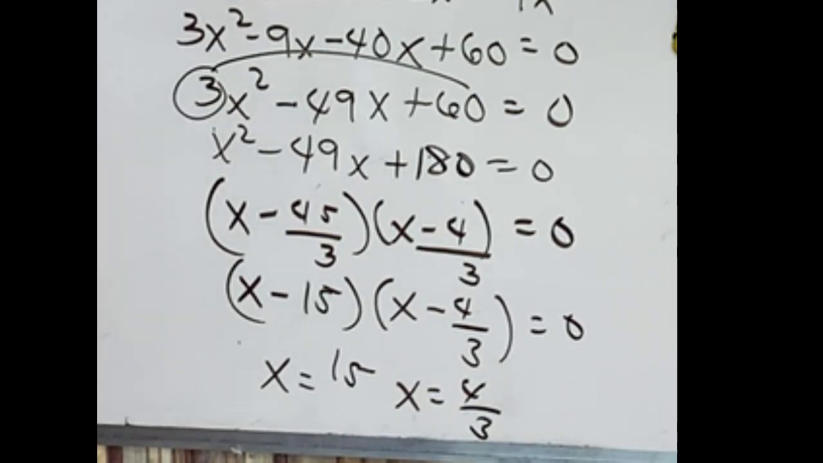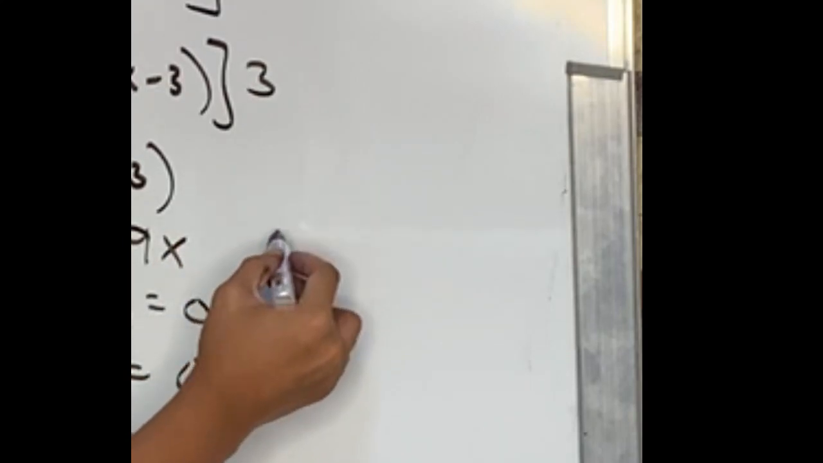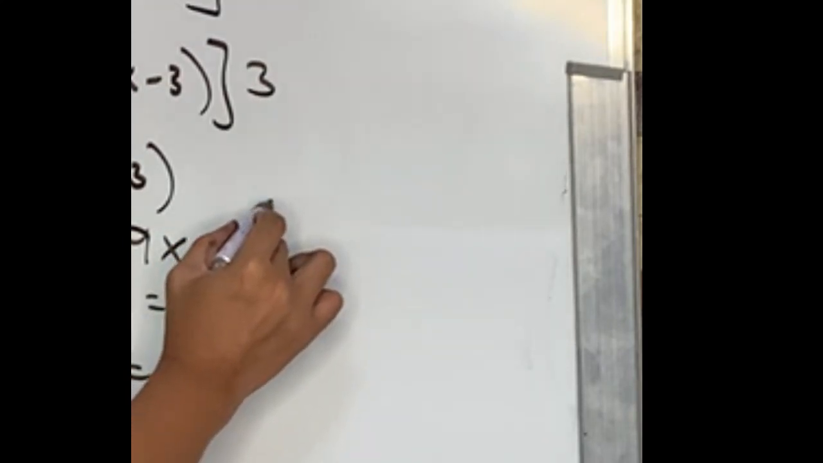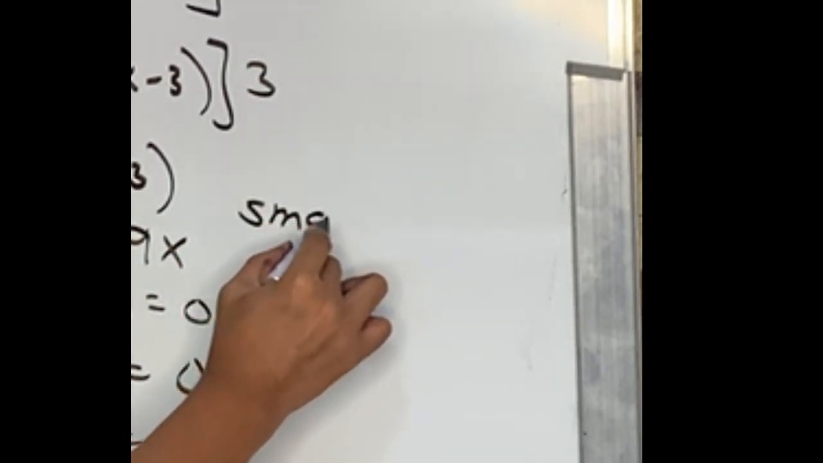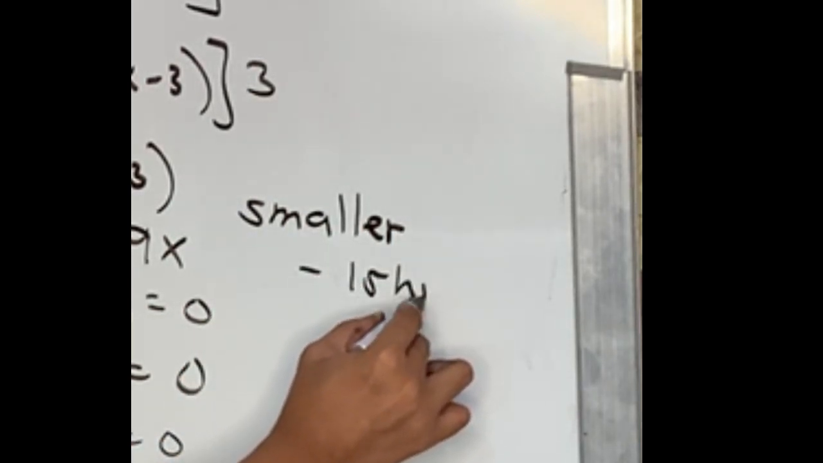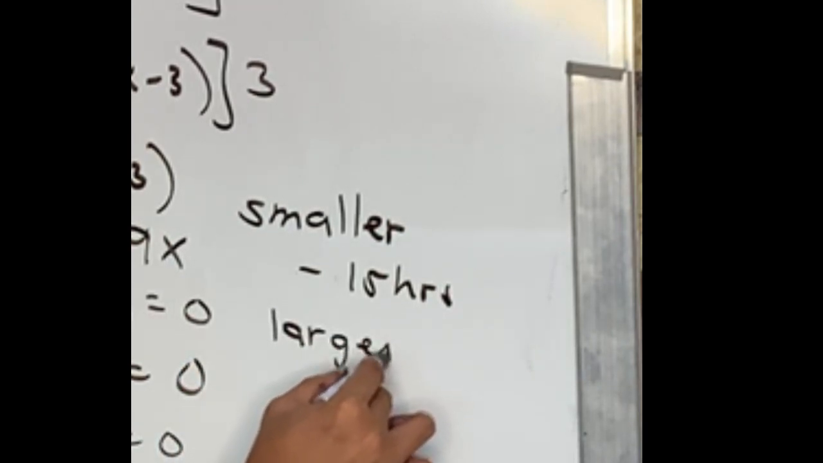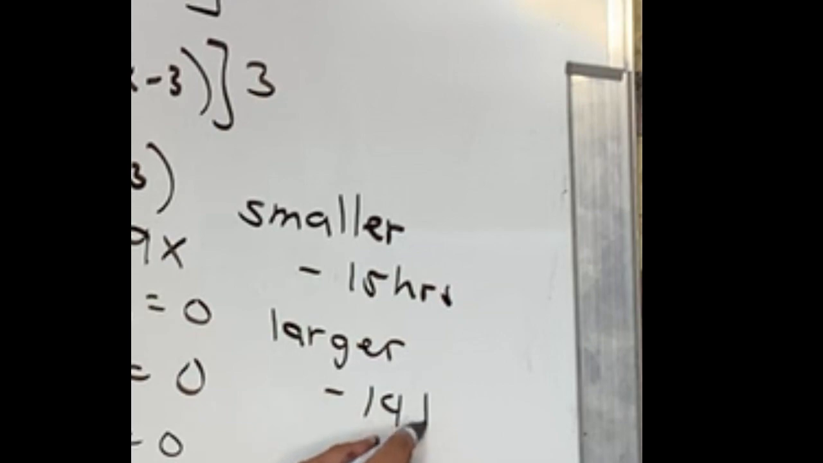And we will be considering 15 as our answer because 4 over 3 is lesser than the time taken by the two pipes together in filling the reservoir. In this case, 15 will be our answer. So the time spent by the smaller pipe is 15 hours. And the time spent by the larger pipe will be 14 hours.